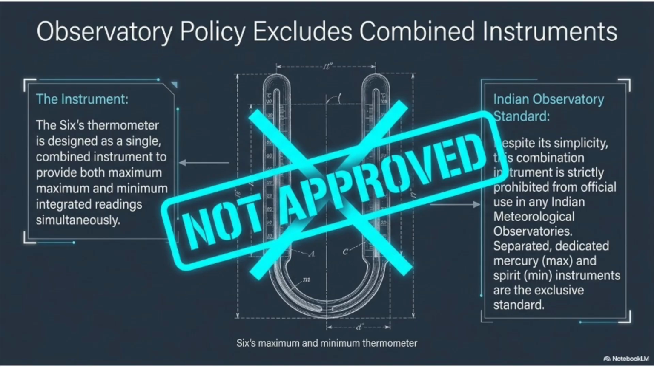Interestingly, observatory policy strictly excludes combined instruments. The 6S thermometer is designed as a single combined instrument to provide both maximum and minimum integrated readings simultaneously. However, despite its simplicity, this combination instrument is strictly prohibited from official use in any Indian meteorological observatories. Separated, dedicated mercury instruments for maximum readings and spirit instruments for minimum readings remain the exclusive standard.